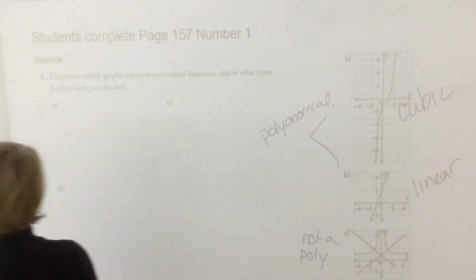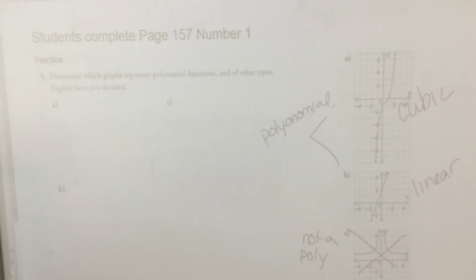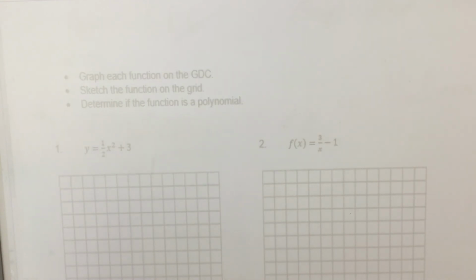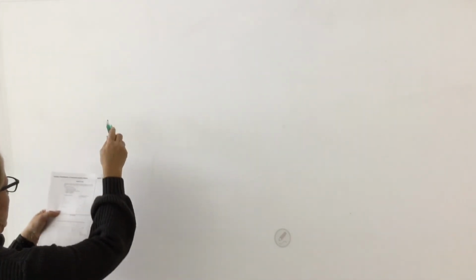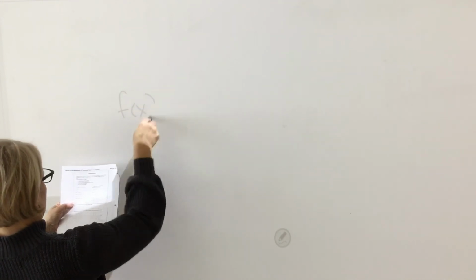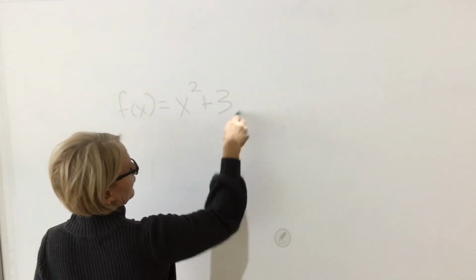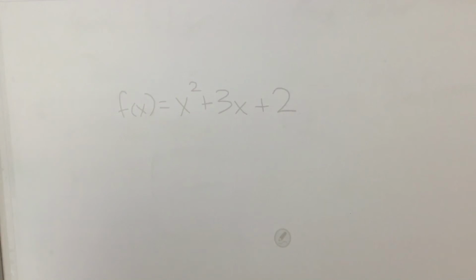Okay, so what we want to do now is go back and take a couple of those polynomials from the first lesson, and just practice graphing them real quick. If I take, I'll write one up here that you have on your paper already, f of x equals x squared plus 3x plus 2, let's go over really quickly how to put that in your calculator.